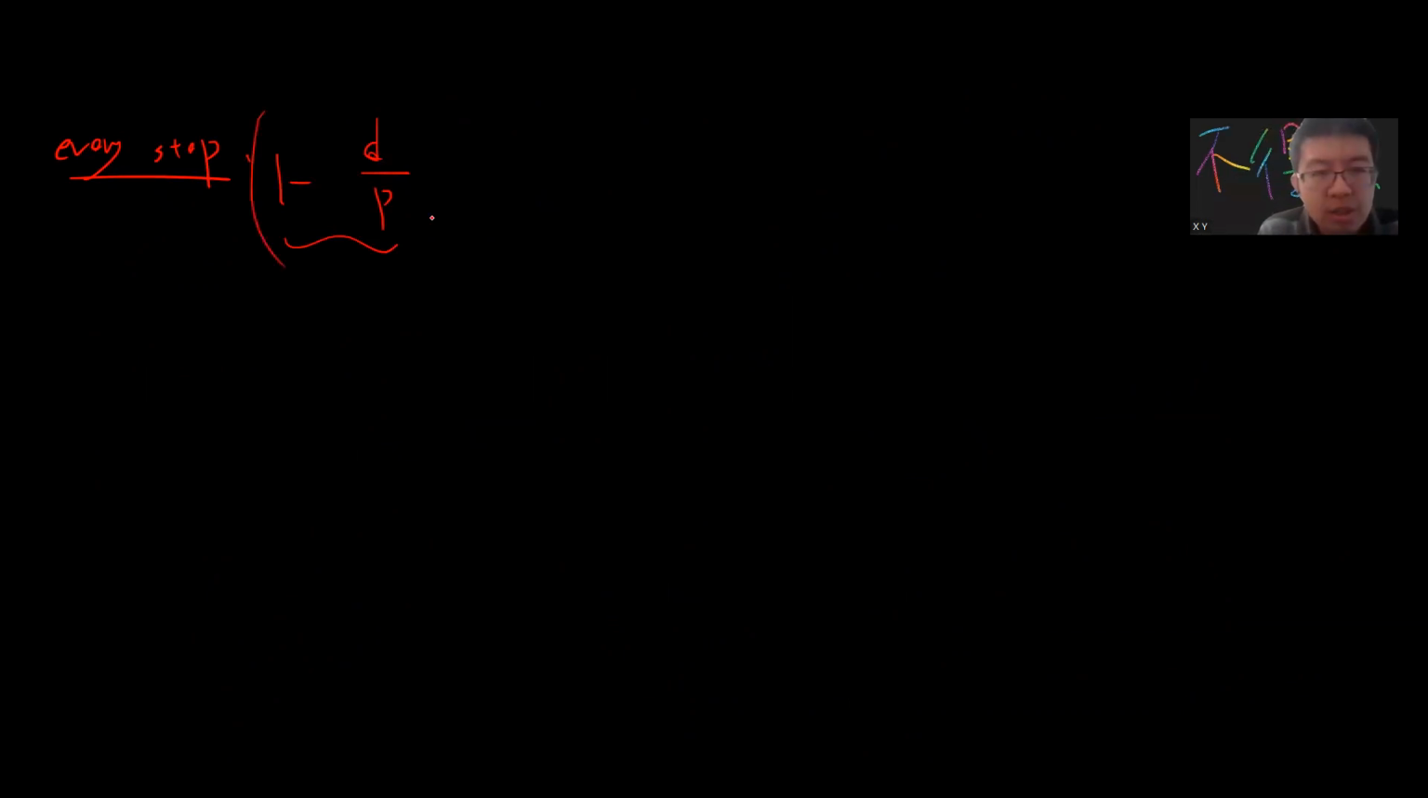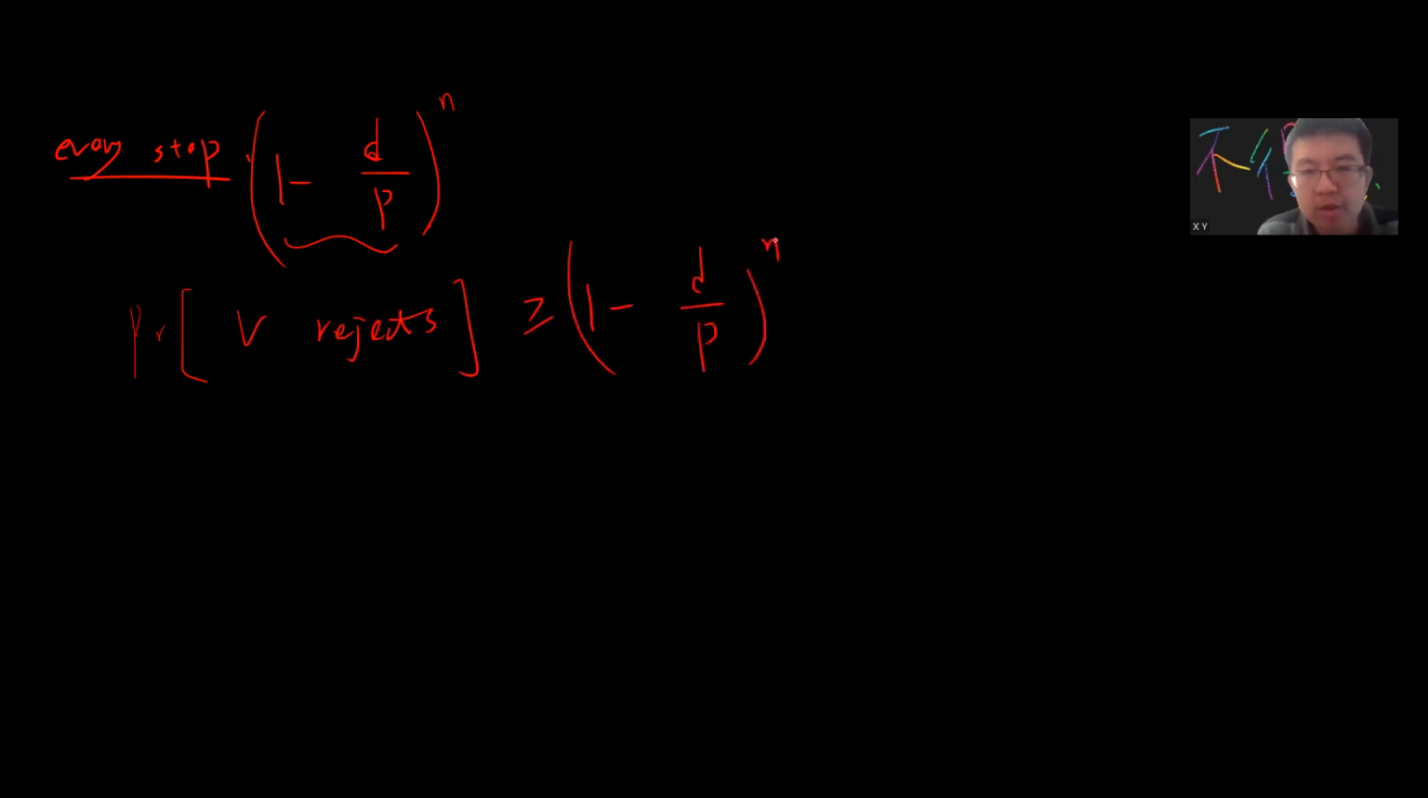So the total probability, if Merlin wants to cheat Arthur, is that Arthur rejects with probability at least 1 minus d divided by p, raised to n. This is a union bound, because the previous algorithm finishes in n steps. Here d is at most poly n, and p can be chosen to be greater than 2 to the n.